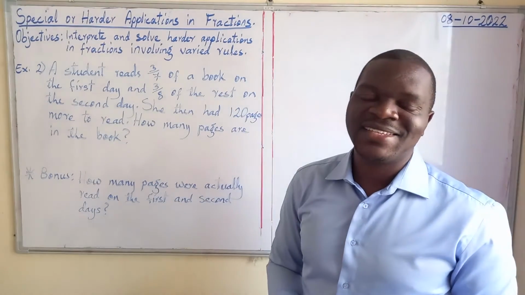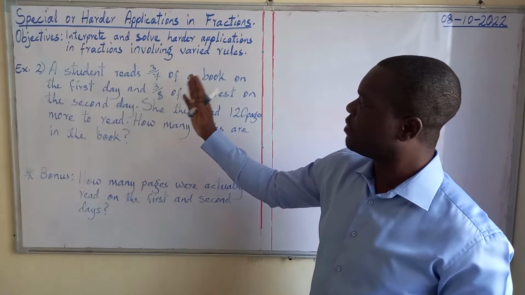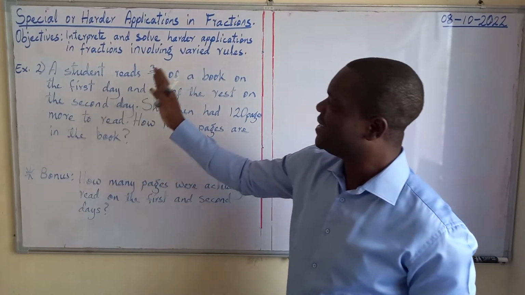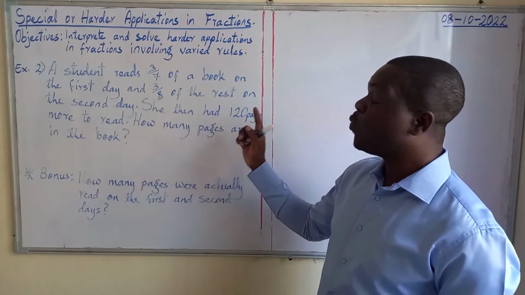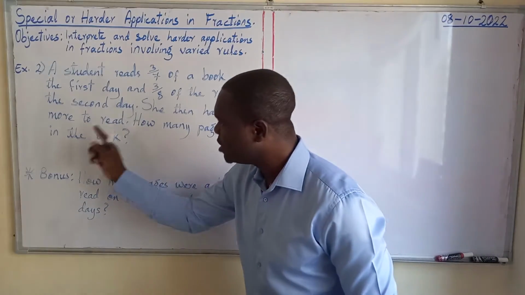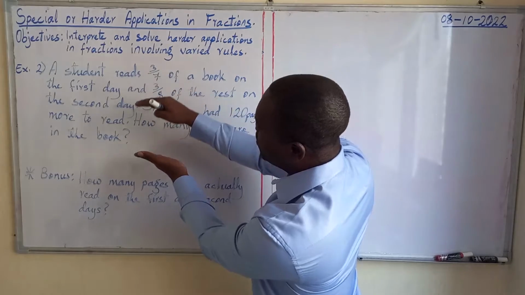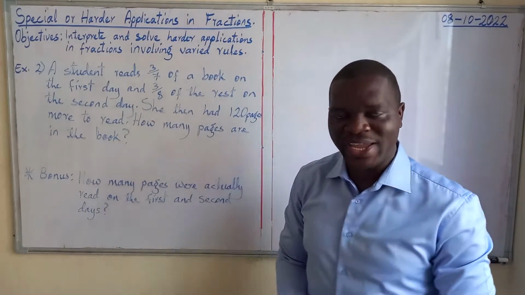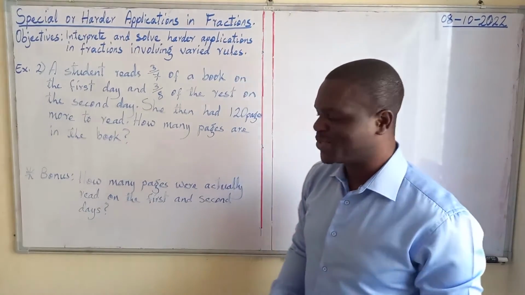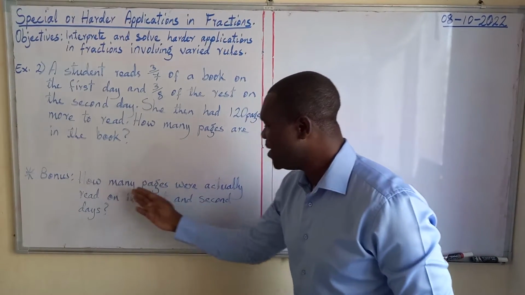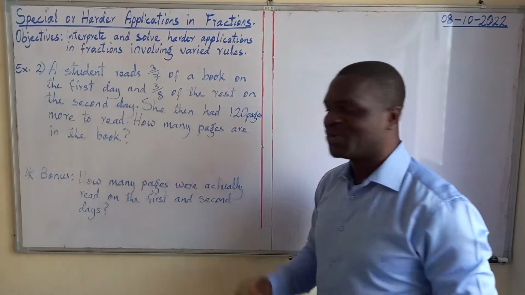This is our second example, and it says a student reads 3/7 of a book on the first day and 3/8 of the rest on the second day. She then had 120 pages more to read. How many pages are in the book? This is our focus. We want to calculate how many pages were in the book. But from what we are going to do here, you have the second bonus question for today. Find how many pages in total were actually read on the first and the second days.